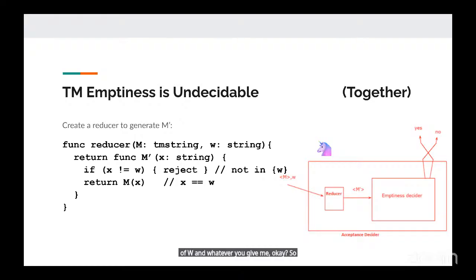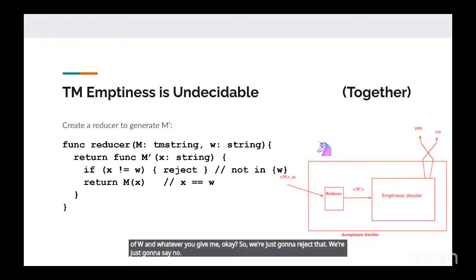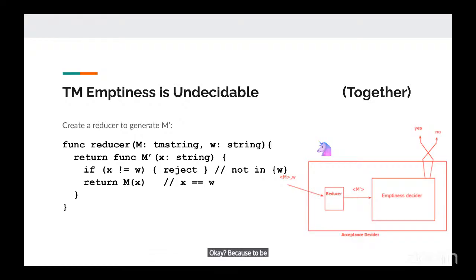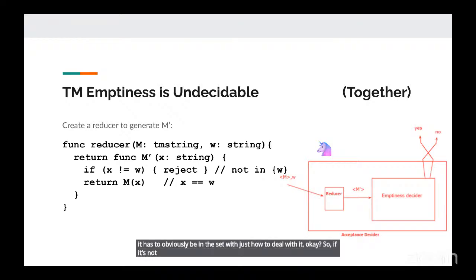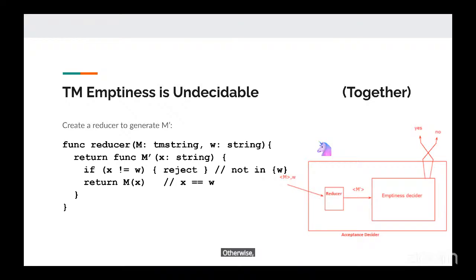So we're just going to reject that. We're just going to say no, okay? Because to be in the intersection of the set of just W and Lm, it has to obviously be in the set with just W in it, okay? So if it's not W, done. Otherwise, return whatever M said, right? That's what effectively the set intersection means.